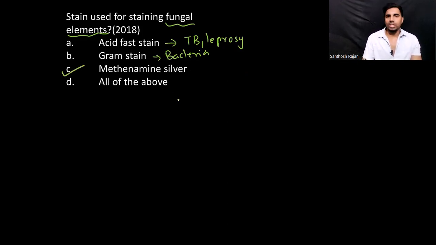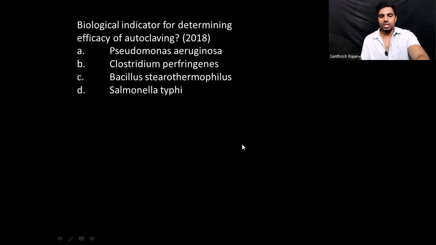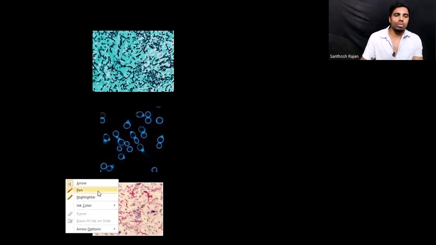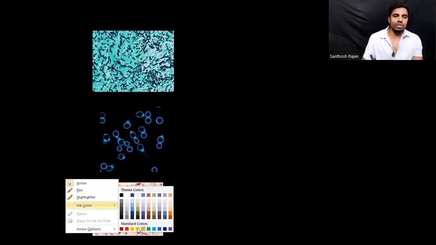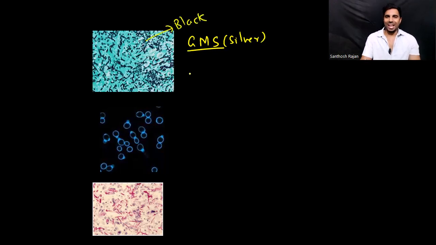What are the other stains I should know for fungal elements? These are the stains we commonly use. The first stain is Gomori methenamine silver, GMS. We have discussed it many times. It is basically a silver stain, so everything looks black. Next time, if they give this picture and ask to identify the stain, you should be able to answer: black color means silver.